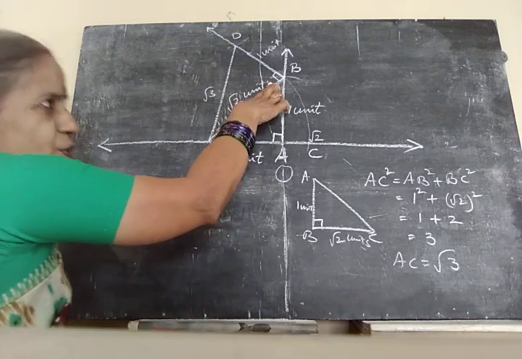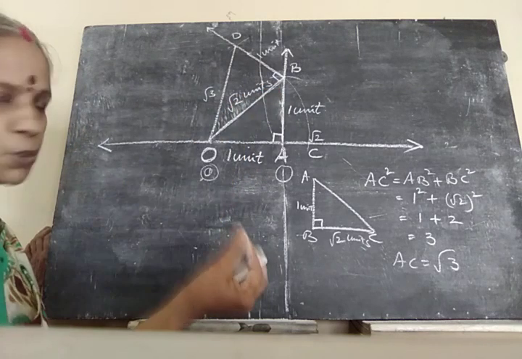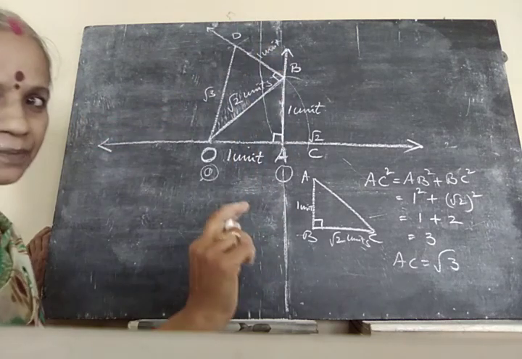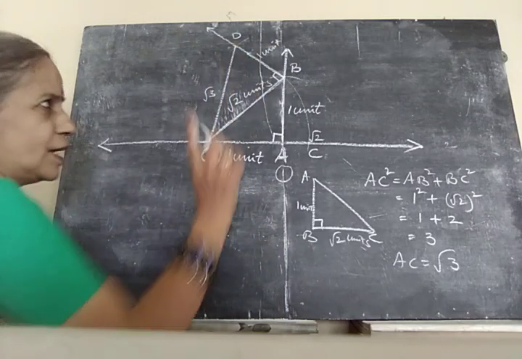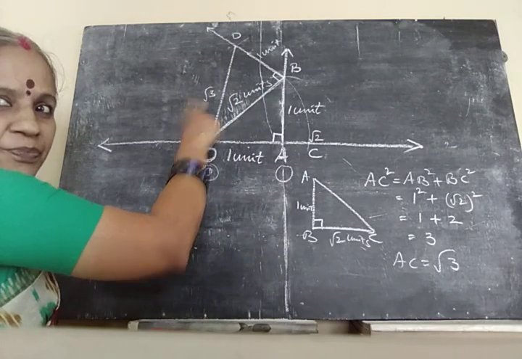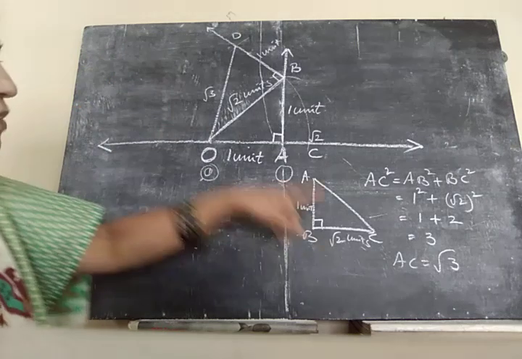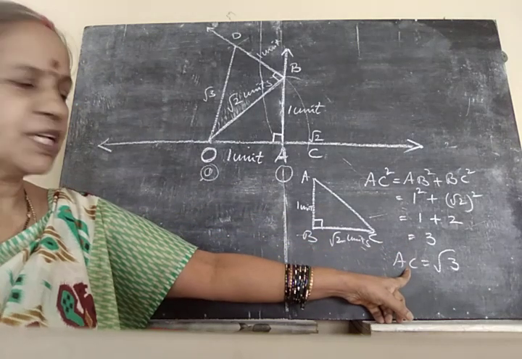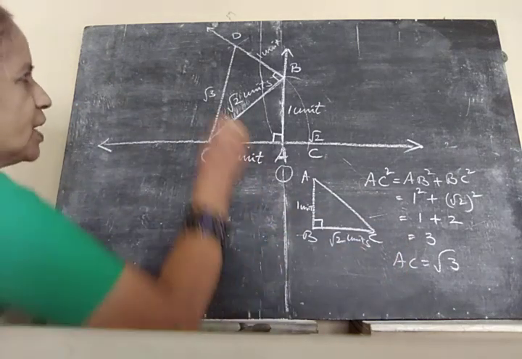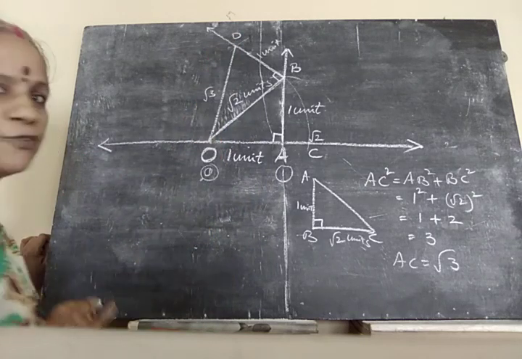Understood? Root 2 whole square is 2, and 1 square is 1. So 2 plus 1, 3. OD square is equal to 3. OD is equal to root 3. So this is the measure of root 3.